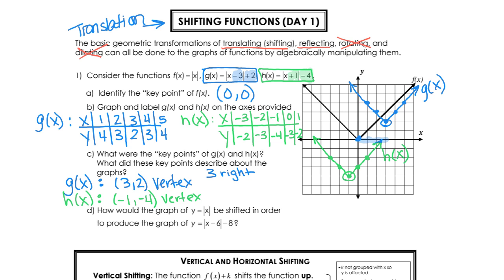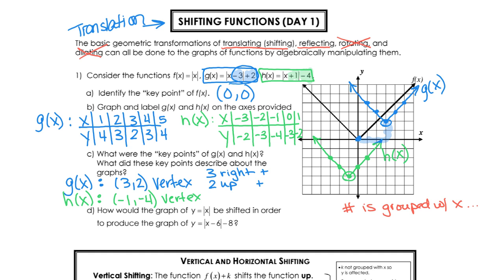And then it slid 1, 2 units up. Okay. And so you can see in our equation a -3 and a +2, but when we go to the right, that's a positive direction. And when we go up, that's also a positive direction. And so what we're going to learn is that anytime you're grouped with x, when a number is grouped with x, the sign of it is going to be the opposite of what you will think.